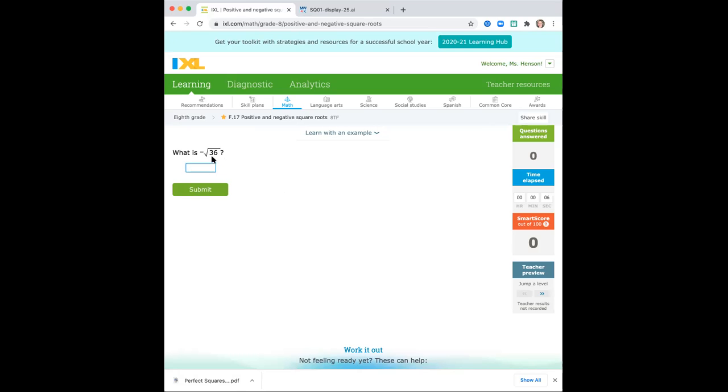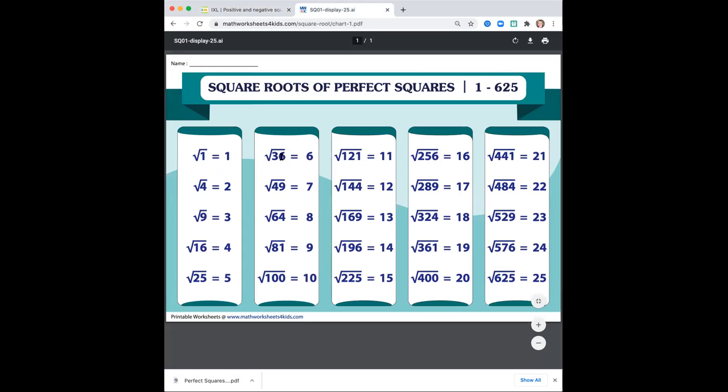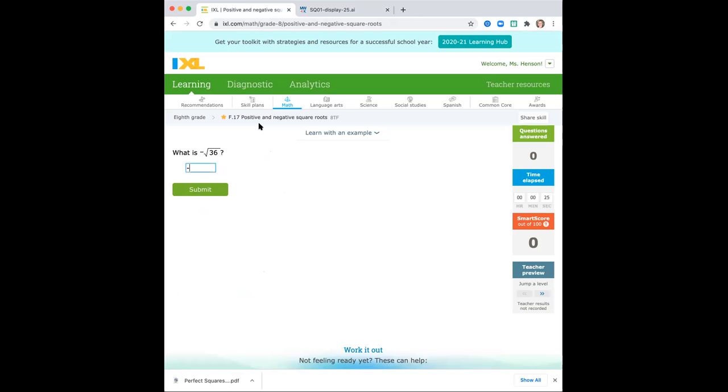So what we're going to say, this helps us remember, but it also just helps us practice our negative and positive numbers and remembering. So the negative square root of 36, you know you're going to use the negative sign. And then if you haven't remembered yet what the square root of 36 is, you can check your chart. The square root of 36 is 6. So it's negative 6.